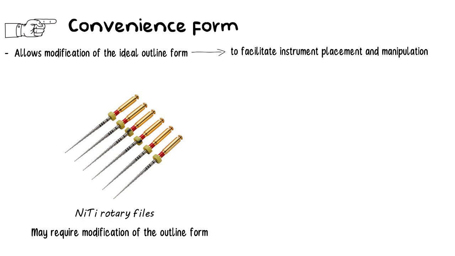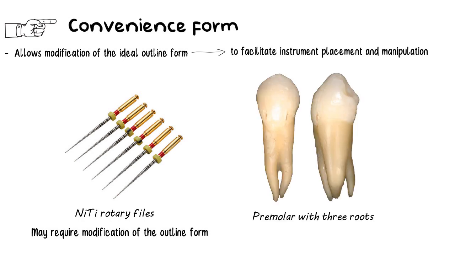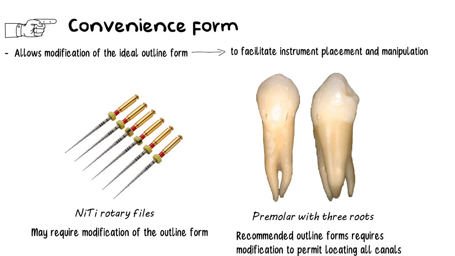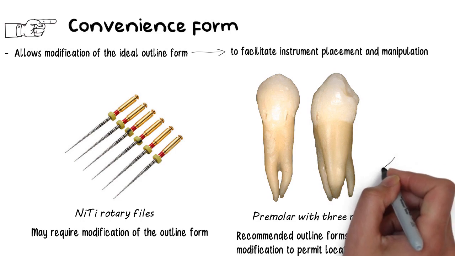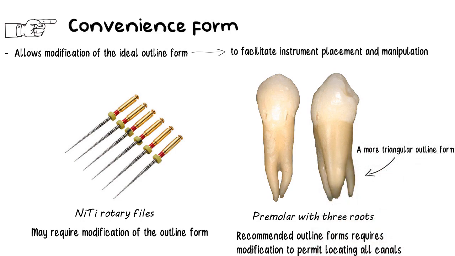Another example is a premolar exhibiting 3 roots, which is very rare. Hence, traditional recommended outline form must be modified to more triangular in order to facilitate the canal location, as locating all the canals is absolutely crucial for proper root canal treatment.